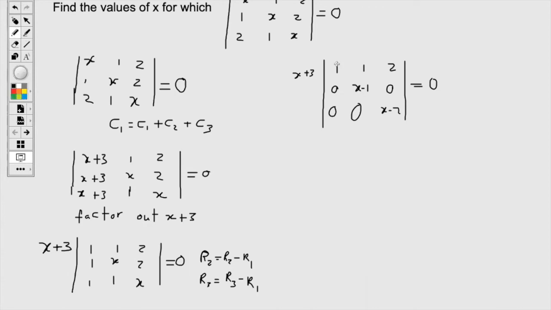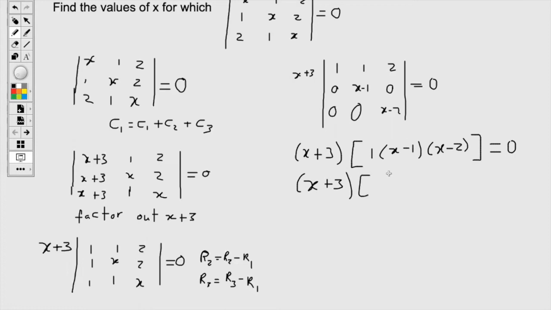Now, this is an upper triangular matrix, so the determinant is x plus 3 multiplied by the diagonal. That would be the determinant. When I multiply this diagonal, because it is an upper triangle, the product of the diagonal represents the determinant. So that is why I have 1 times x minus 1 times x minus 2. Then I'm not going to expand, I'm just going to simplify this. By writing the bracket, I just have x minus 1 times x minus 2, because 1 doesn't affect anything.